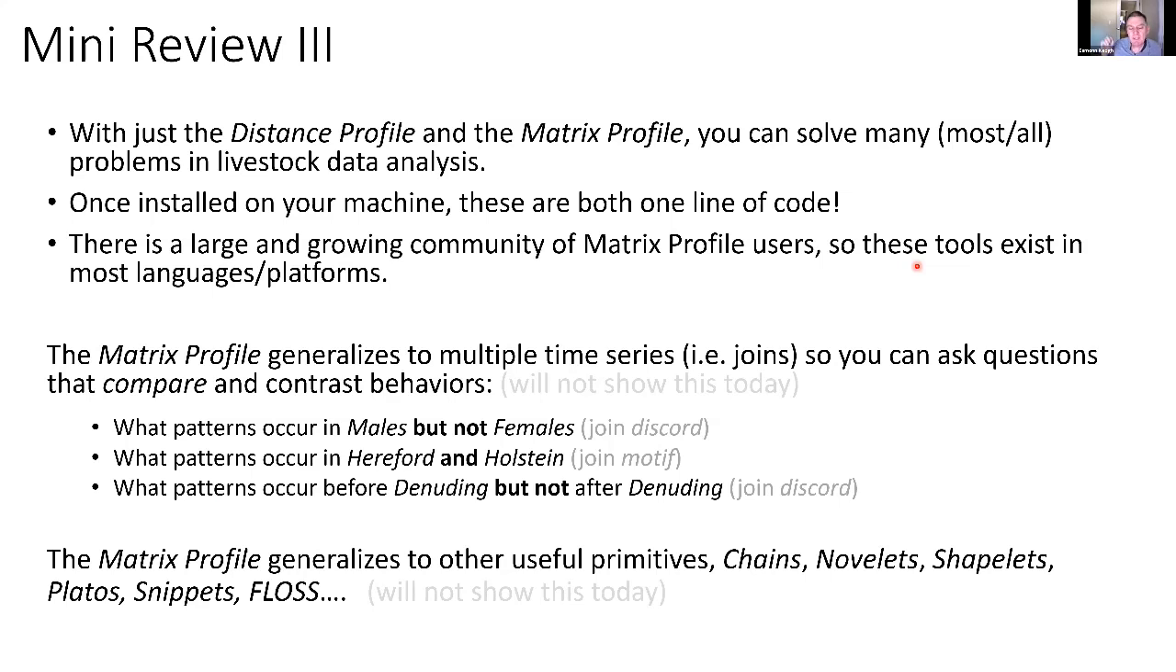So I'm going to stop here at the matrix profile. There are some other primitives that we can use. We've seen motifs, we've seen discords, but there are also chains, novelettes, shapelets, Plato, snippets, and floss, which all have slightly different uses and meanings, and are equally easy to use and equally fruitful, but I won't show you those today in the interest of time.